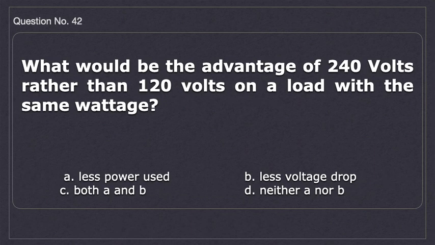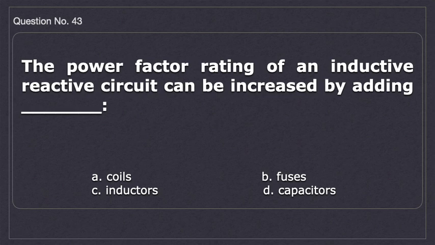Question number 42. What would be the advantage of 240 volts, rather than 120 volts, on a load with the same wattage? A. Less power used. B. Less voltage drop. C. Both A and B. D. Neither A nor B. Answer, B. Less voltage drop.